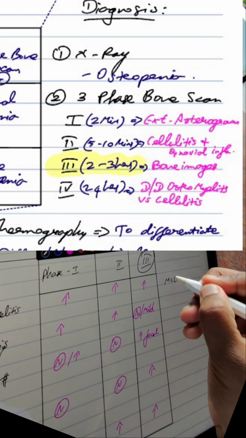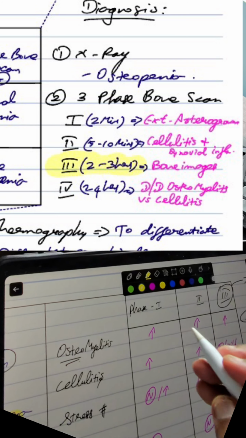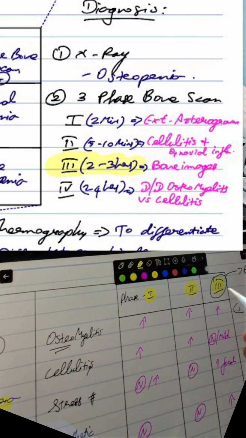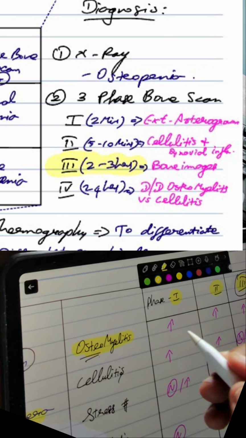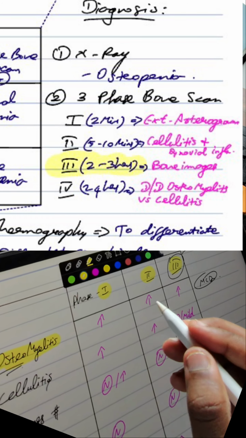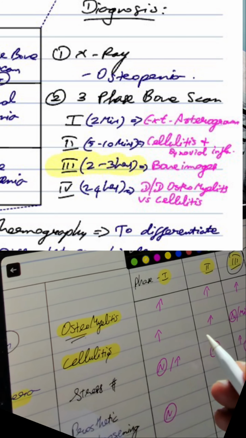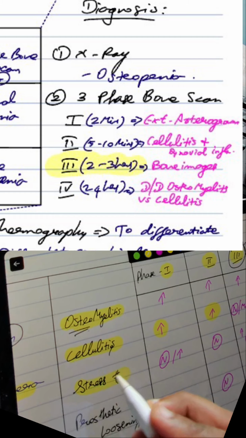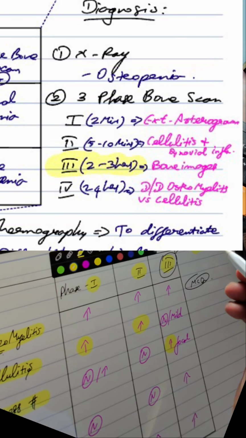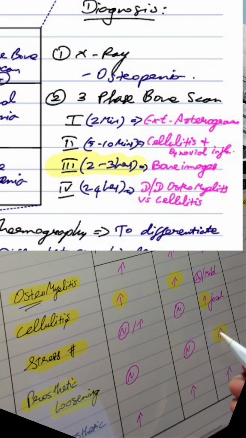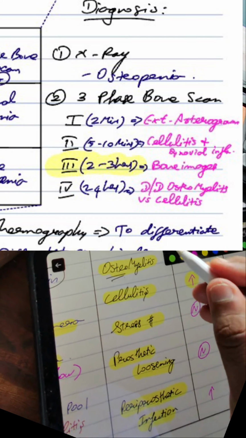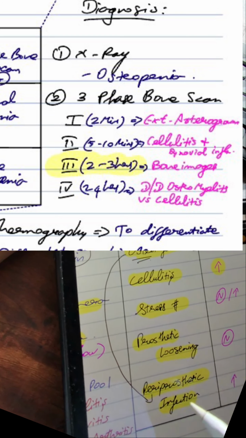It's a repeated MCQ. Across phases 1, 2 and 3, in osteomyelitis the uptake will be increased on all 3 phases. In cellulitis, only on the first 2 phases. In stress fractures, mostly on the third, because the third involves the bone. Prosthetic loosening also shows third phase uptake. Periprosthetic infection as well, since it's an infection.